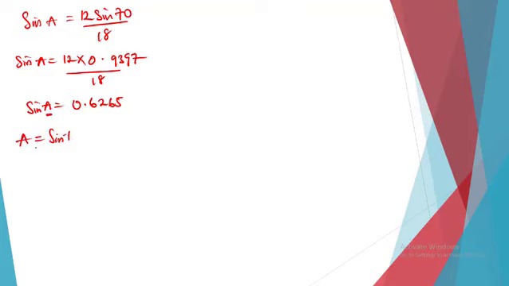Sine crossing over becomes minus sine, but we don't write it as minus sine. We write it as what? Sine raised to power minus 1, and we'll call it what? Sine inverse. So we take the sine inverse of 0.6265.